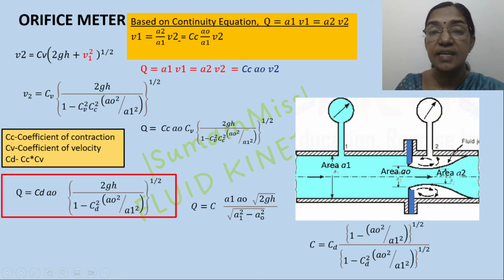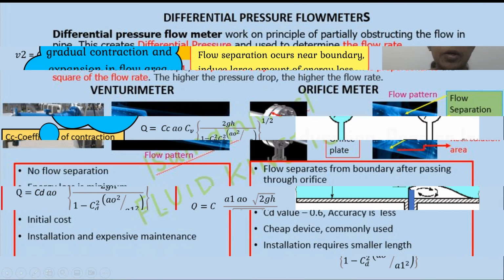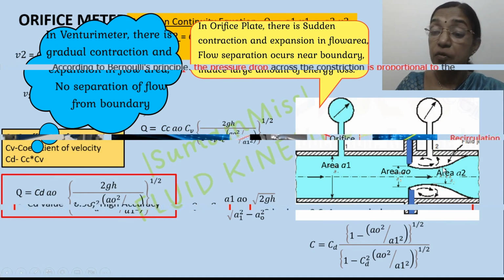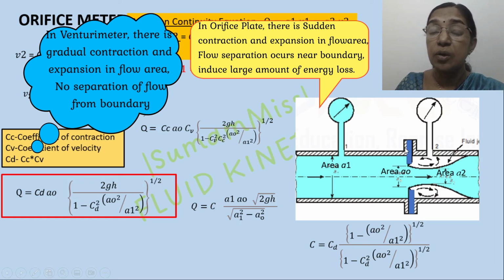So these 2 devices can be used very effectively for the measurement of the flow rate passing through industrial pipe systems. Because of the flow suppression, compared to the Venturimeter, the losses taking place in the orifice plate are more.